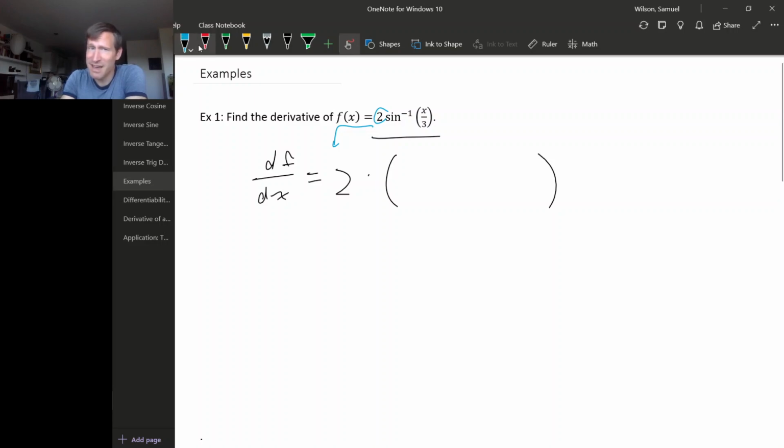But the stuff that's left, this inverse sine, has an inside and an outside. The outside part is inverse sine, and the inside part is x over 3, which is maybe best written as 1/3 times x. So we need to use the chain rule here, and the chain rule says take the derivative of the outside function, which is the inverse sine function.